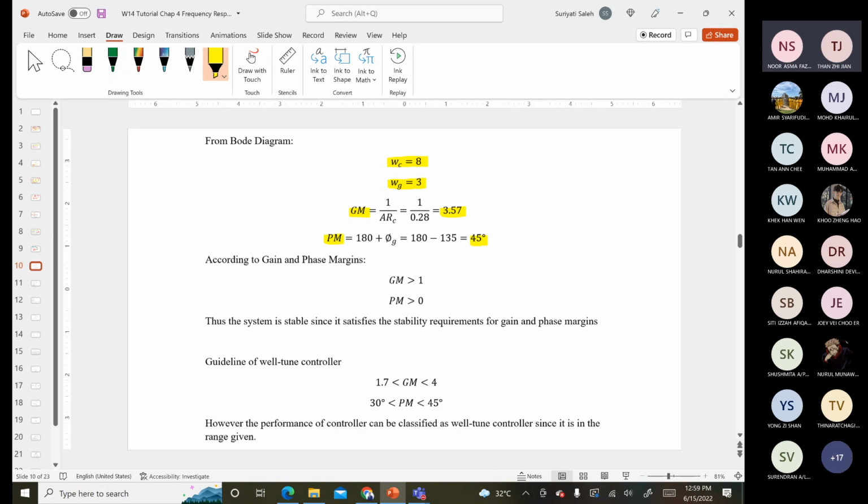So this means according to the gain margin and phase margin, your GM greater than 1 and your PM greater than 0. So the system is considered stable because it satisfies the stability requirement. So this is known as the Bode stability criterion.